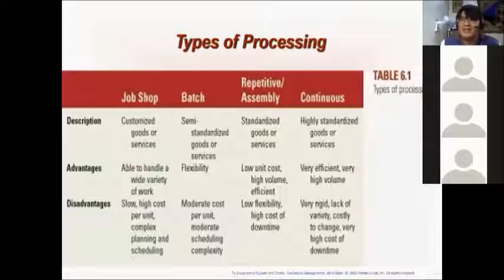So sabi natin, pagdating sa variety, maraming magagawa ang job shop. Okay? Maraming klase ng product. They can cater a lot of variety. But for continuous, limited lang ang product. Bakit? Kasi standardized. Okay, in an assembly and continuous, standardized ang product. Ibig sabihin, they have to follow standards. Dapat kung ganito ang size ng product, lahat ng product mo ganito ang size.